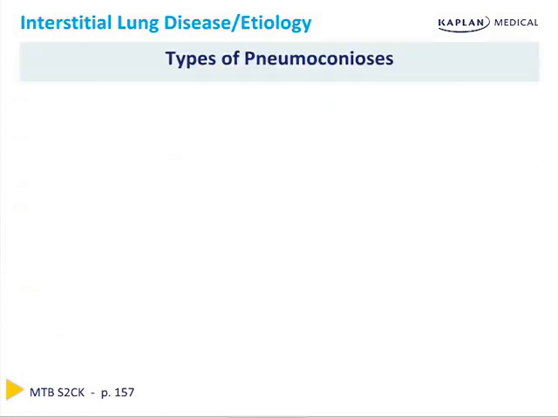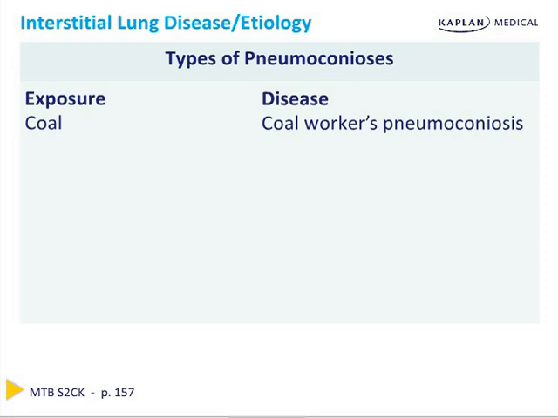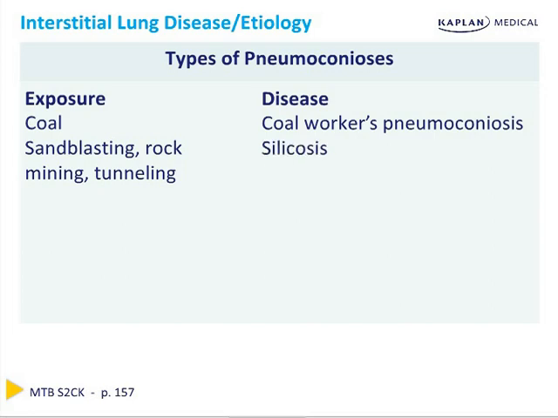Firstly, let's discuss the various pneumoconioses. These are diseases that are characterized by environmental exposures to certain heavy metals and other chemicals in the environment that can damage the lung and can cause an interstitial lung disease, eventually causing fibrosis. Let's talk about various environmental exposures and the types of lung diseases that they produce. Firstly, people exposed to coal over long periods of time sometimes develop what we call coal workers' pneumoconiosis. People who do sandblasting or deal with a lot of rock mining or tunneling can come down with silicosis, from too much exposure to silica in the environment.